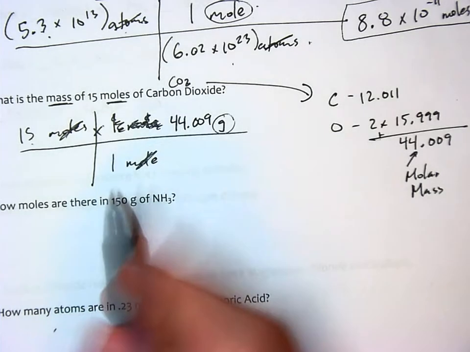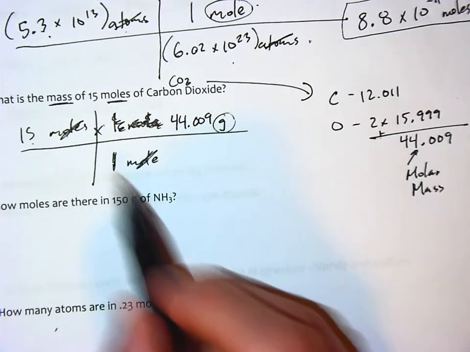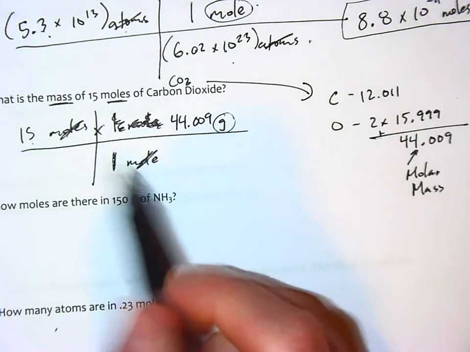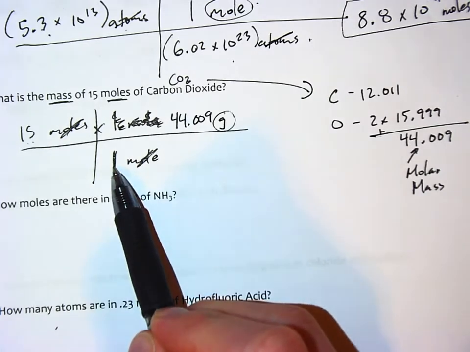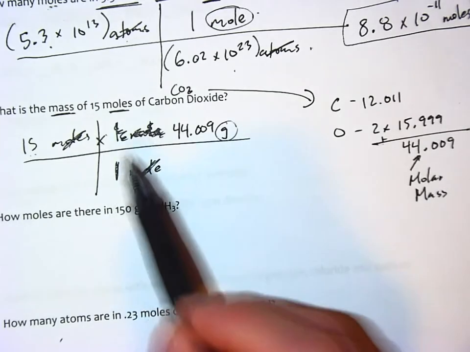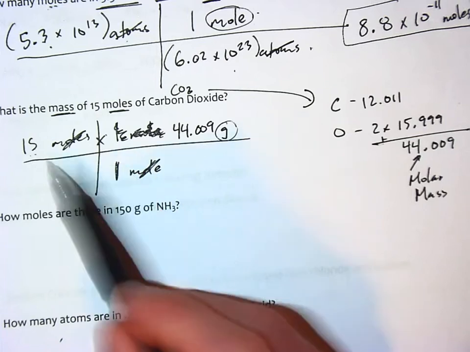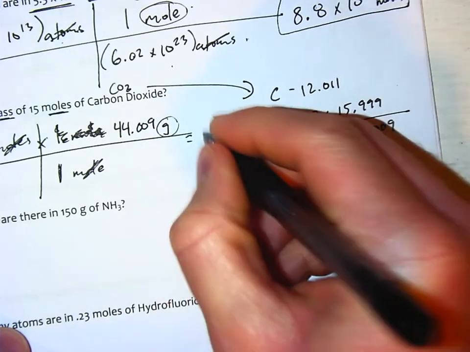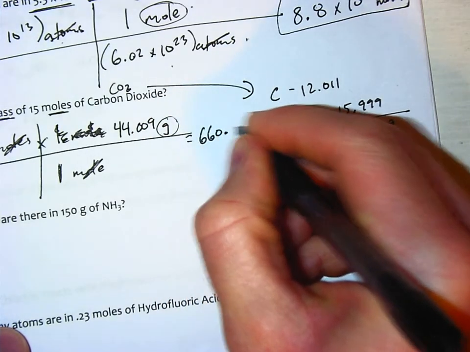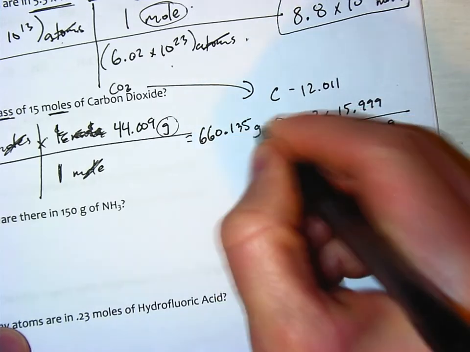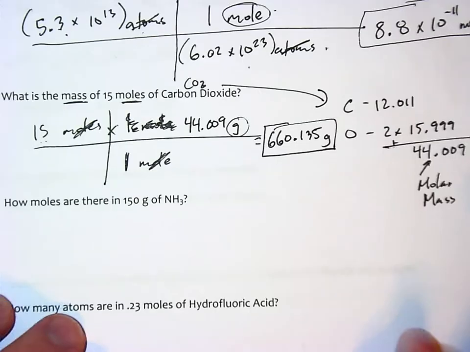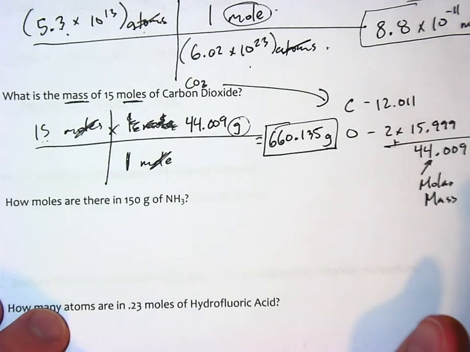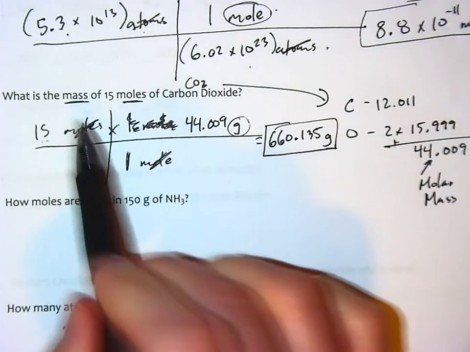Because 15 and 44.009 are both on top of the conversion factor, it's multiplication. I have a 1 here. If there is a number on the bottom, you would have to divide. So really you're doing 15 times 44.009 divided by 1, but because anything over 1 is itself, we're not going to pay attention to the 1. So 15 times 44.009 gives me 660.135 grams. You can round your answer to 2 decimals if you like. There's my conversion factor between moles and mass.